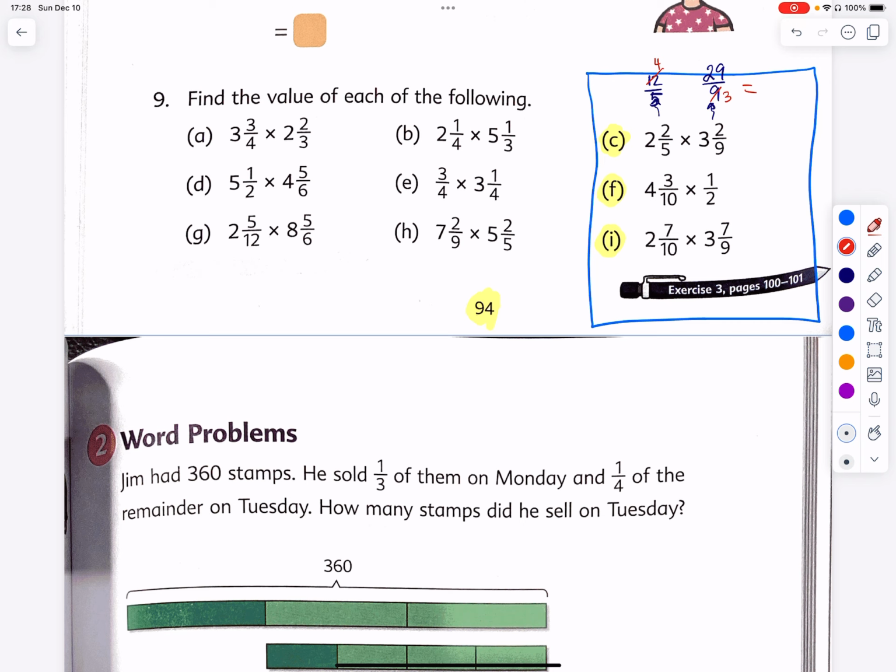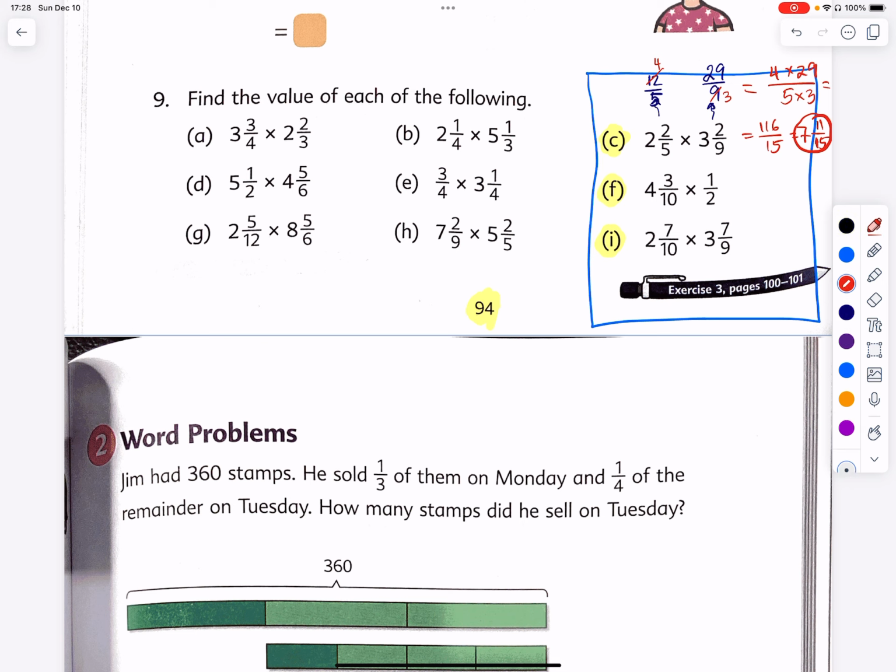We end up with something not as convenient as we would wish, but still doable. We have 4 times 29 over 5 times 3. And 4 times 30 is 120, so 4 times 29 is 116. 116 over 15, and go ahead, you can simplify it. You should get 7 and 11/15. I'm going to put my answer in a box.